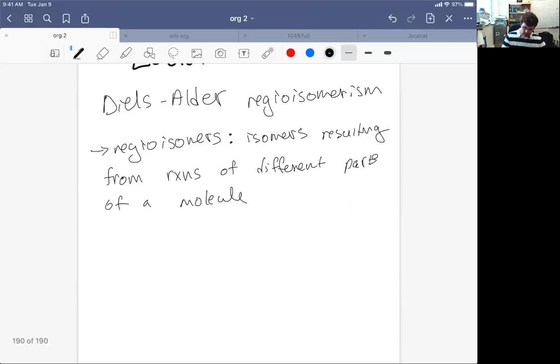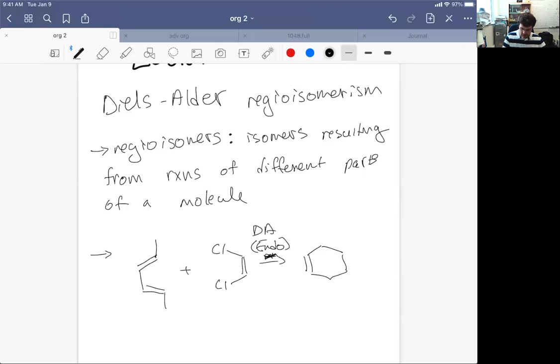So regioisomers. Now, here's the issue. If I have a diene with like our two methyl groups plus a dienophile with, let's put some chlorine atoms instead of continuing to write the word stuff, and we do an endo reaction. The endo rule, a DA with endo selectivity. The endo rule refers to the relative stereochemical outcome. And we say that this reaction has stereoselectivity. It prefers to form one diastereomer over the other.